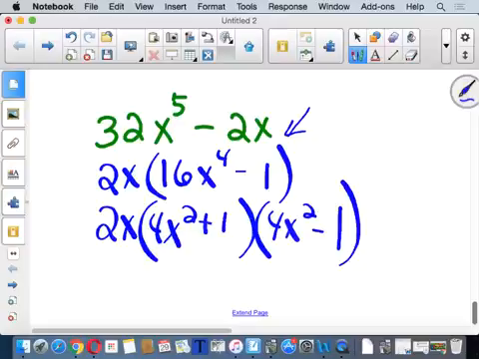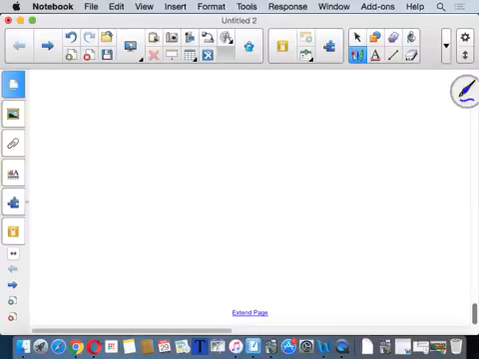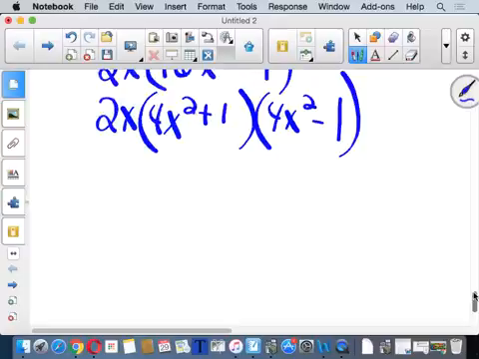Don't you dare pick that pencil up. You're not done. This can be factored more. Yeah, it sure can. Whoop, where'd it go? Come back here. There you are. Okay, look.